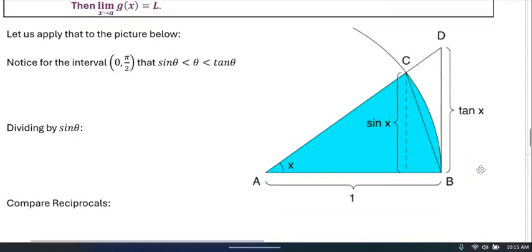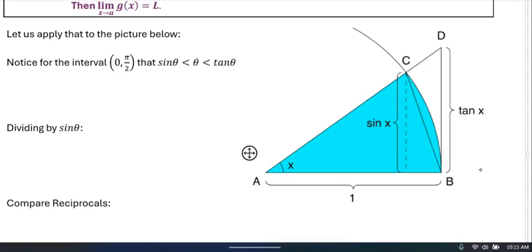We're thinking about the interval from 0 to pi over 2. That's that first quadrant interval. You notice that sine of theta is less than tan theta. And so, what do we mean by that? You can take a look at the picture to give you a sense of the size of sine theta and the height of tan theta.